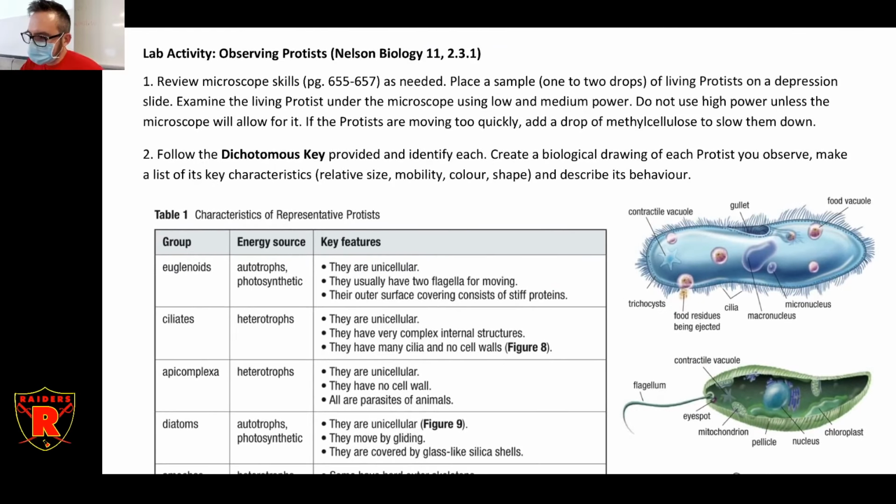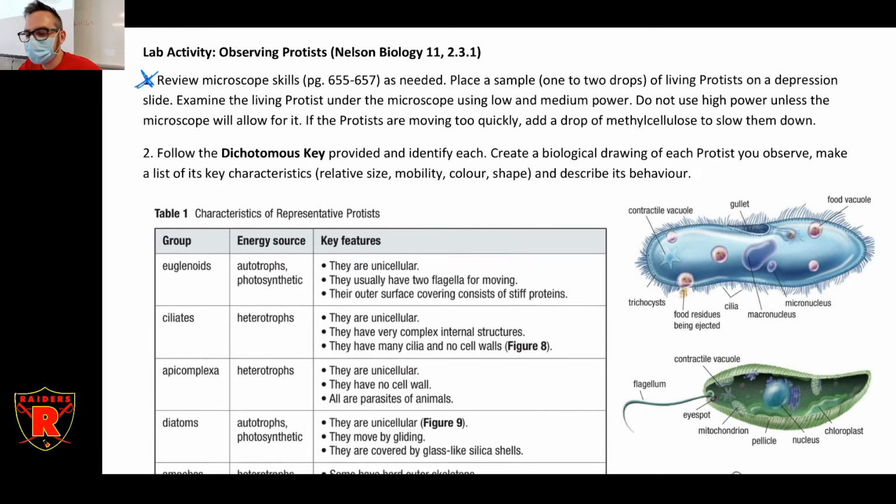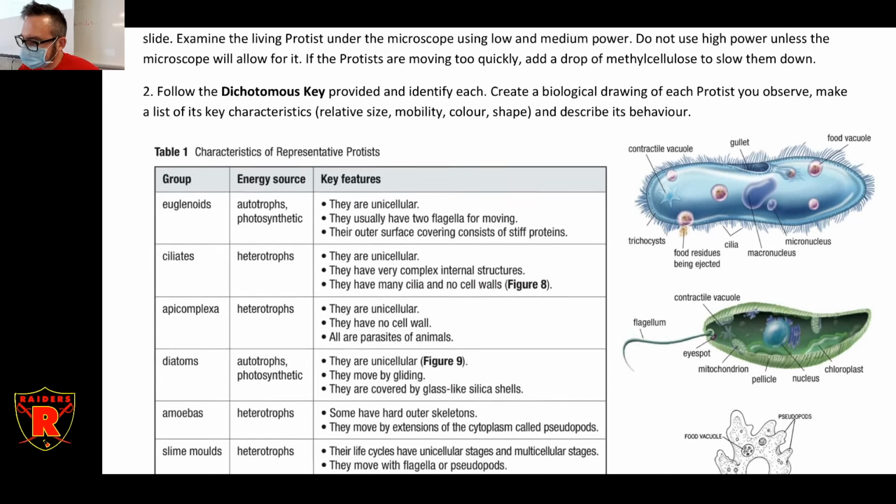Okay, you can skip this part. Review microscope skills. I mean, you're not going to use a microscope, so I'm not going to make you waste your time. That is usually part of this course. We use the microscope a fair bit, but we will have to figure out some kind of alternative to that.